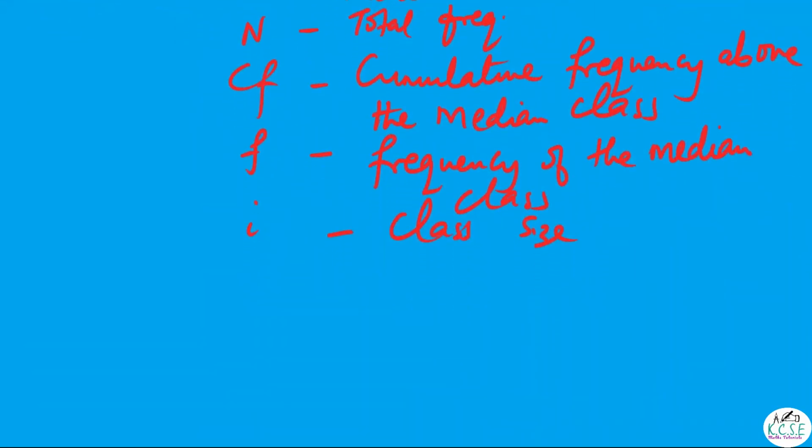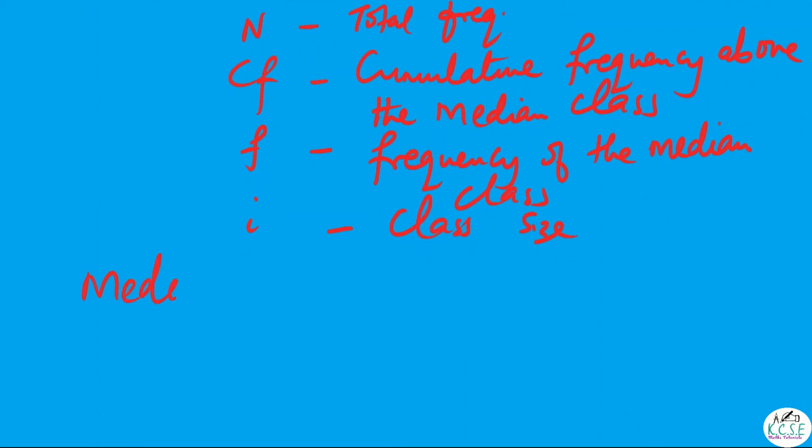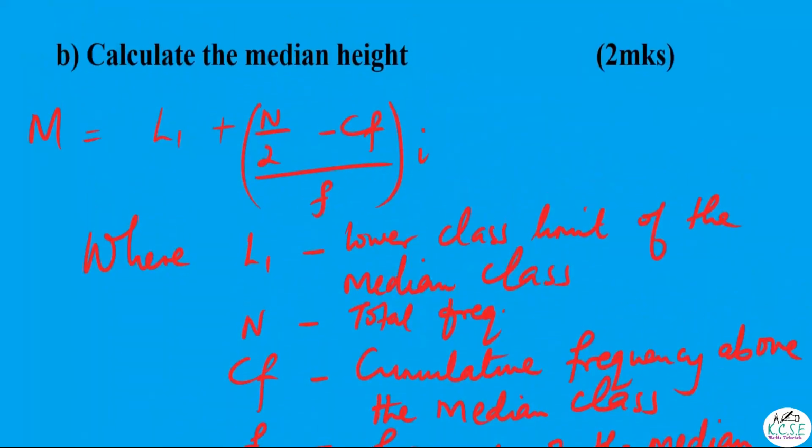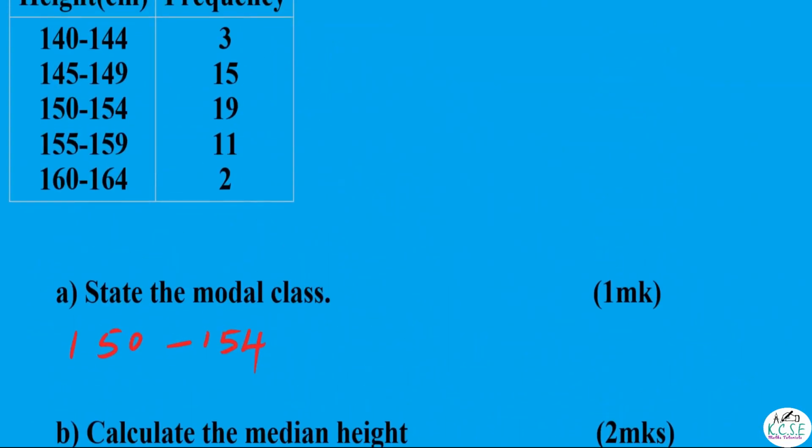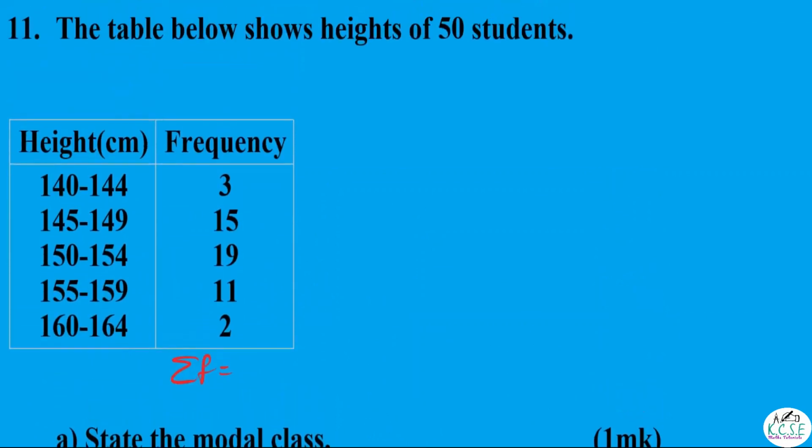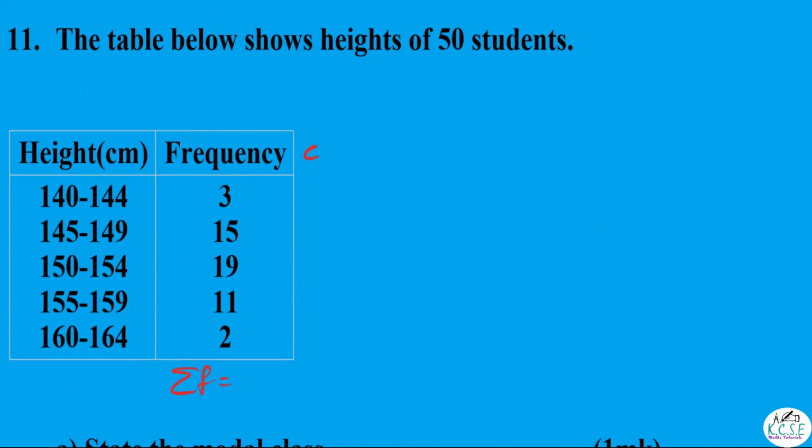So the first thing will be to obtain the median class. The median class will be obtained by getting the total frequency. When you add everything here, the summation of frequency, we can get the cumulative frequency here. This will help us to get the total frequency. We have 3, this is 18, this is 37, then 48 and 50. So the total frequency is 50.